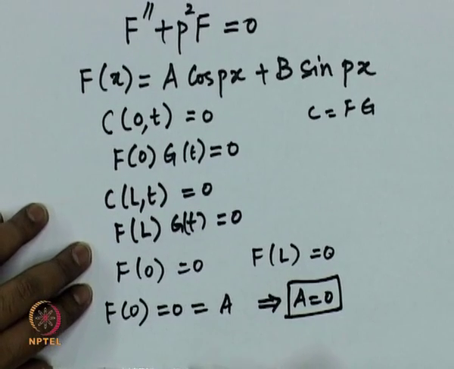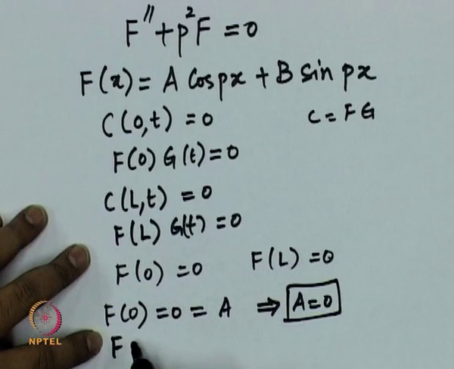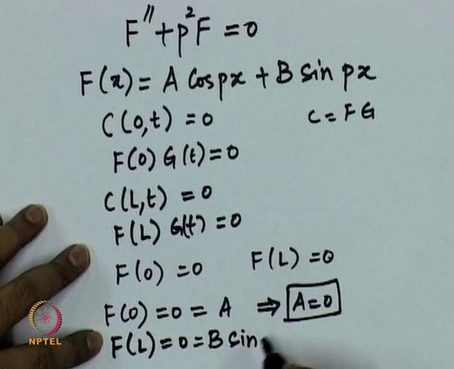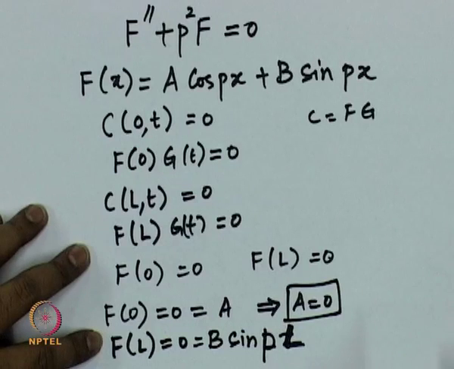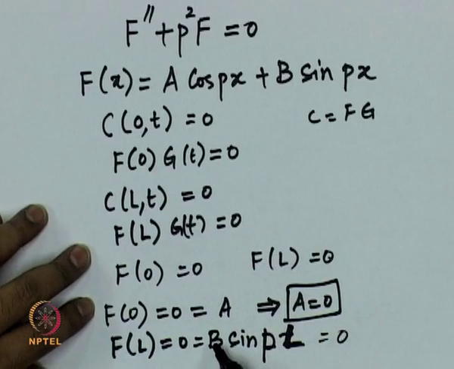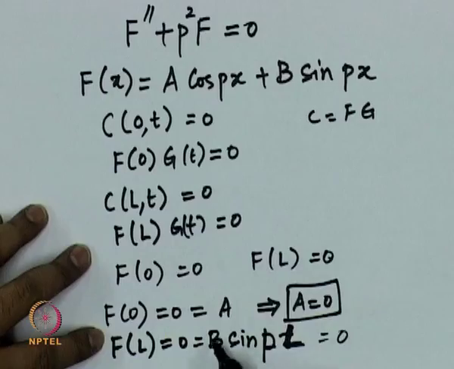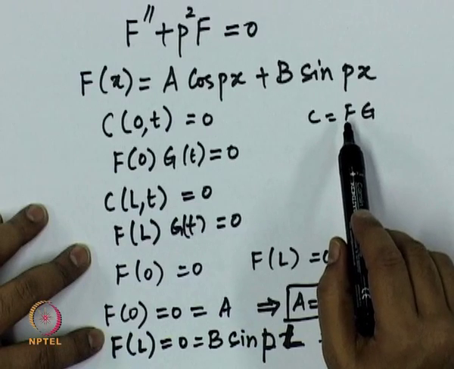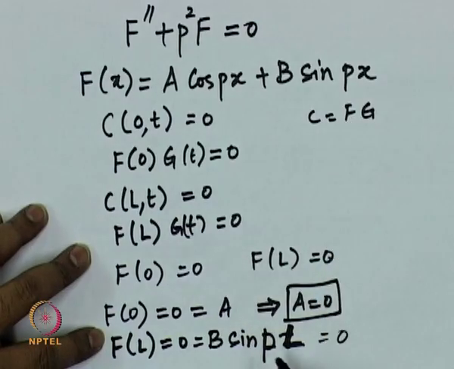Now, f of L should also be equal to 0, right. F of L equal to 0, a is 0, so only you have b sin pL equal to 0. Now, again you can't assume b to be 0, because if b is 0 and a is already 0, then f is 0. So, again you will go back to a trivial solution. So, we want a non-trivial solution. So, then sin pL should be equal to 0.